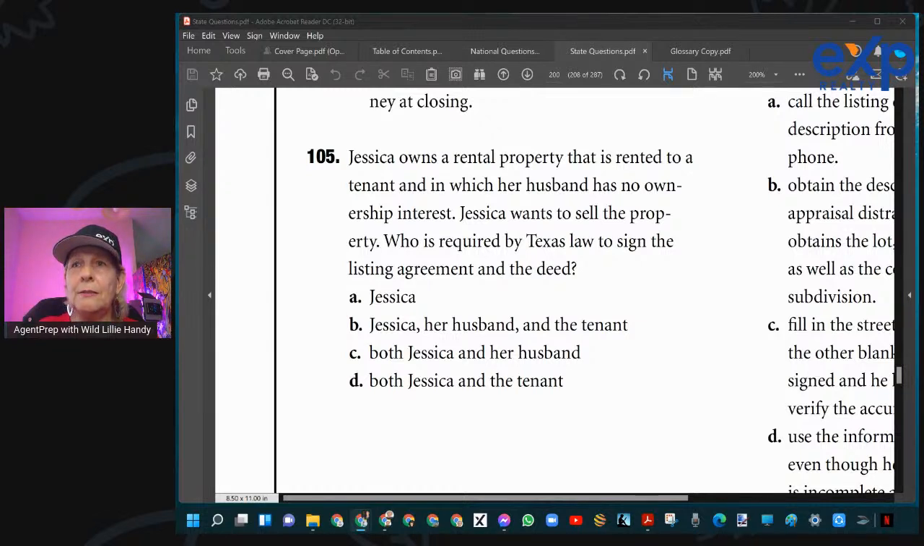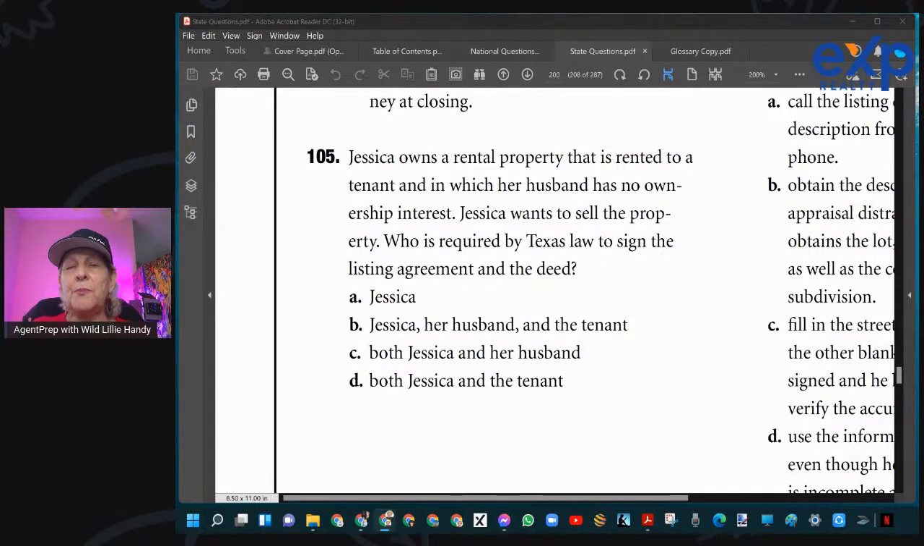Hey, come on, y'all. Type in the answer. Okay, Vladimir says A. Going once, going twice, three. All right, gone. The answer is A, 105A. Only Jessica signs the listing agreement and the deed.